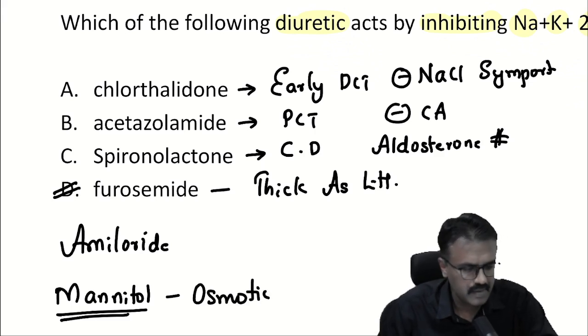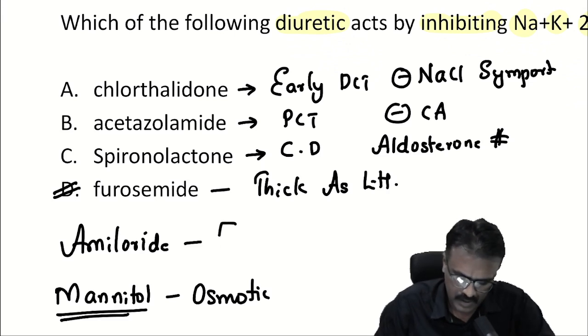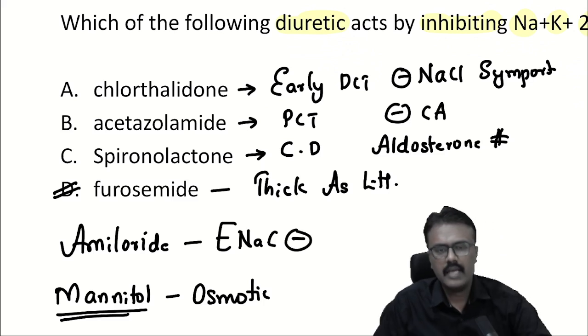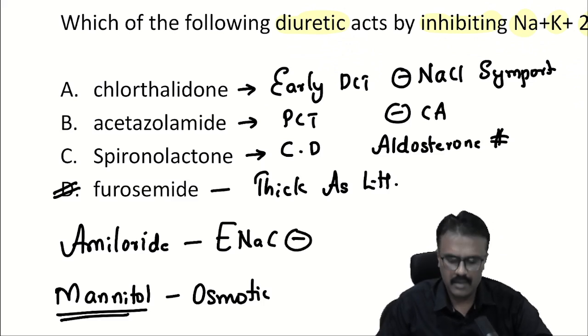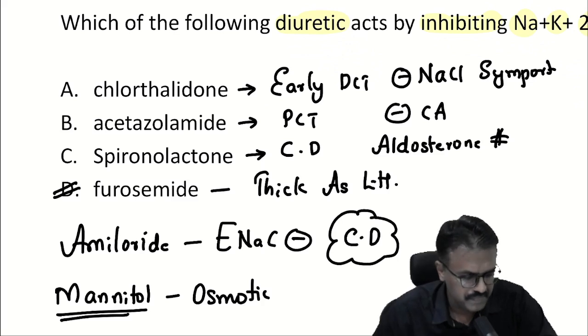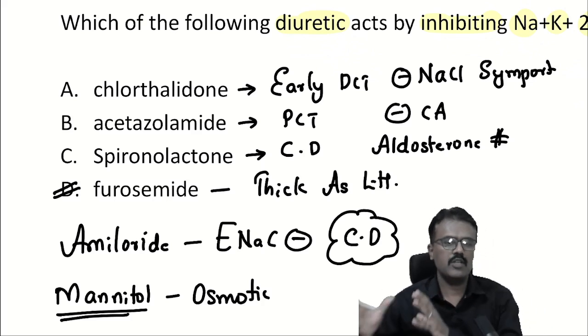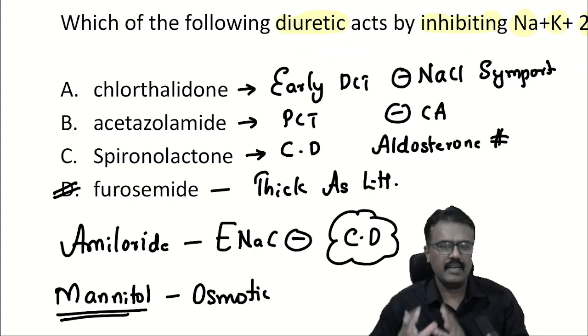Yes, anybody? What is the mechanism of amiloride? It is ENaC inhibitor. ENaC stands for epithelial sodium channel. Particularly, it blocks that in collecting duct. Yes, Chandini Pandey, you are right. So what did we understand from this MCQ? We understood diuretics and their site and mechanism of action.